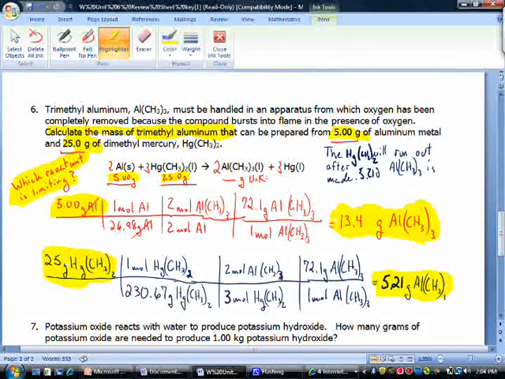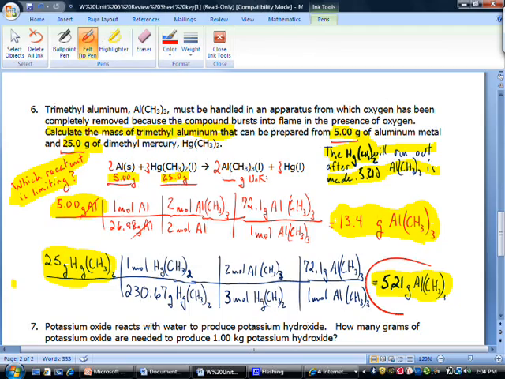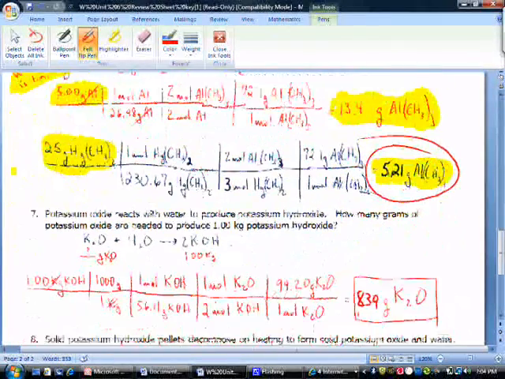Well, which one can we actually make? We're going to run out of the dimethyl mercury after we have made 5.21 grams. So that is the amount we can make. We can only make 5.21 grams. Limiting reactant problem. Let's look at number 7 and see what it is asking.